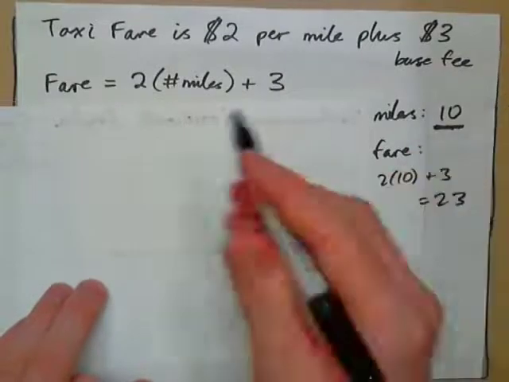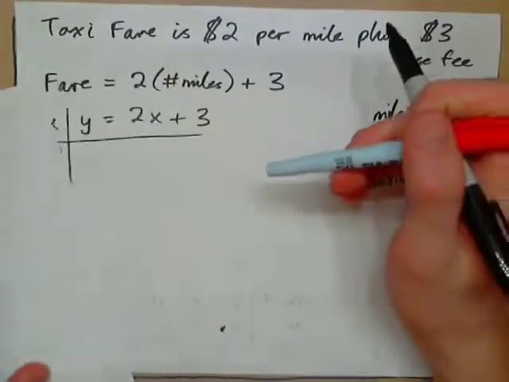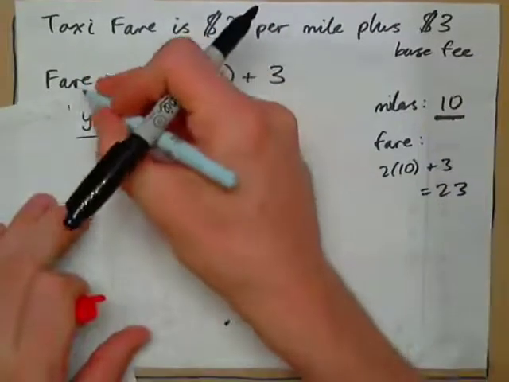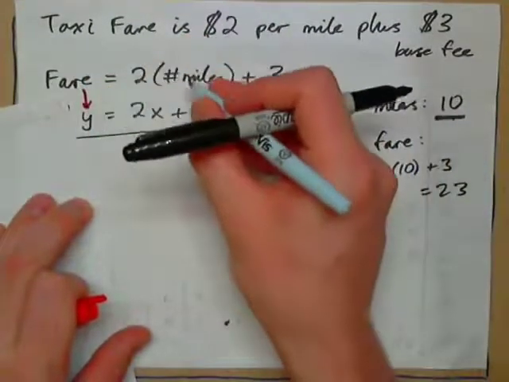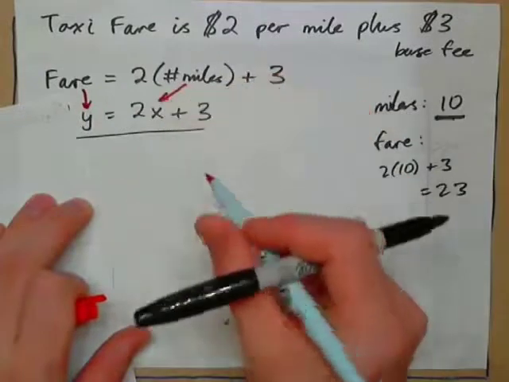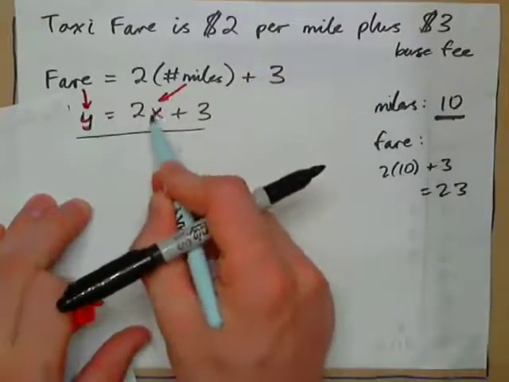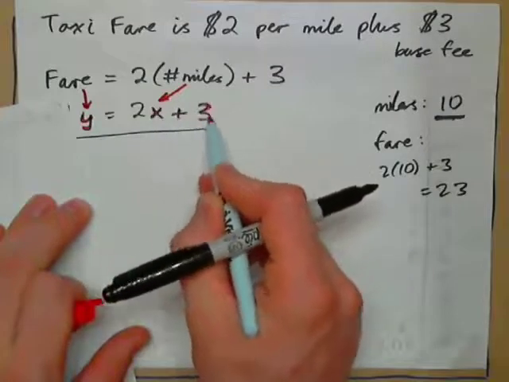And we can let the fare be the output y. Okay, so the fare is y, it's the output, and the input is the number of miles. So again, the fare is 2 times the number of miles plus $3, right?